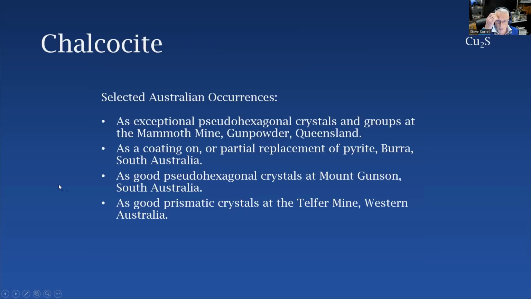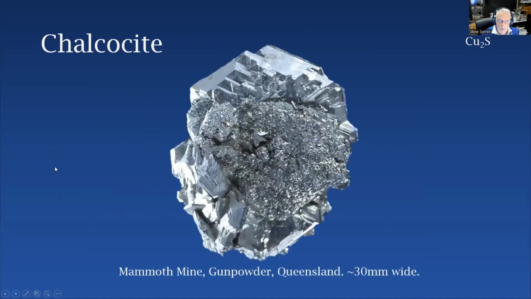And chalcocite being generally a sulfide that occurs near the base of the oxide zone or supergene zone, can form some quite nice crystals. The ones in Gunpowder, the Mammoth Mine, and the ones in the Telfer Mine are probably the best known in Australia, but it occurs elsewhere as well. And this is one of the Mammoth Mine ones. So pseudohexagonal, I think it's pseudohexagonal, not hexagonal crystals. Very, very sharp crystals.